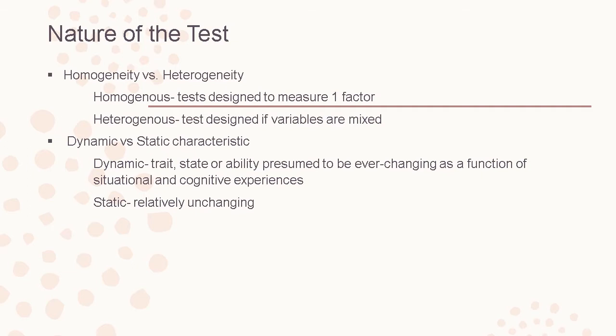Dynamic versus static characteristic. Dynamic is a trait, state, or ability presumed to be ever-changing as a function of situational and cognitive experiences. An example of this would be the anxiety of a student as he waits for his name to be called in an oral recitation. Static, for example, is relatively unchanging, like the student's intelligence.